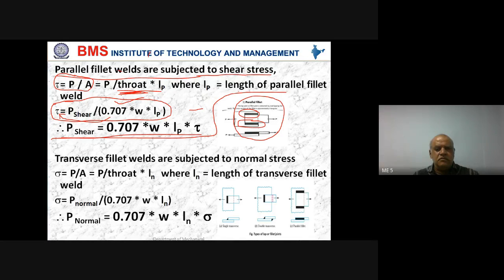Please note down this equation, and transverse fillet welds are subjected to normal stress. Again, note down these equations. Stress is equal to load by area of cross section. Length of normal fillet weld is Ln, that is the total length of normal fillet weld. Length of normal fillet weld into throat. So throat is 0.707 W. So note down these two equations. Please note down the contents of the slide.